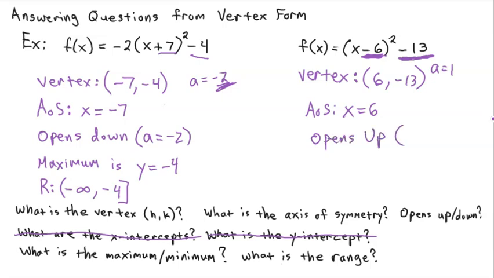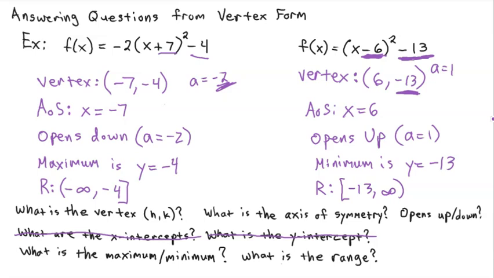Okay, why? Because a is positive. a is +1, okay? This one has a minimum, because remember, when a is positive and it opens up, it has a minimum, okay? And the minimum is y equals whatever k is, which is -13. And the range, when there's a minimum, starts at the minimum, which is -13, and it goes up to infinity, okay? And that's it. That's how we answer these questions if we're given the vertex form of a quadratic.